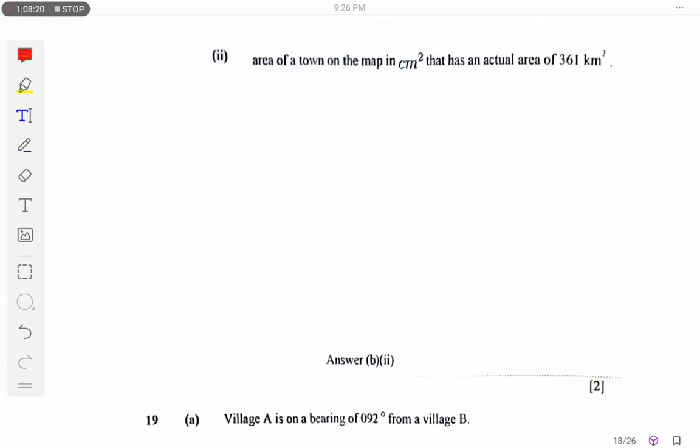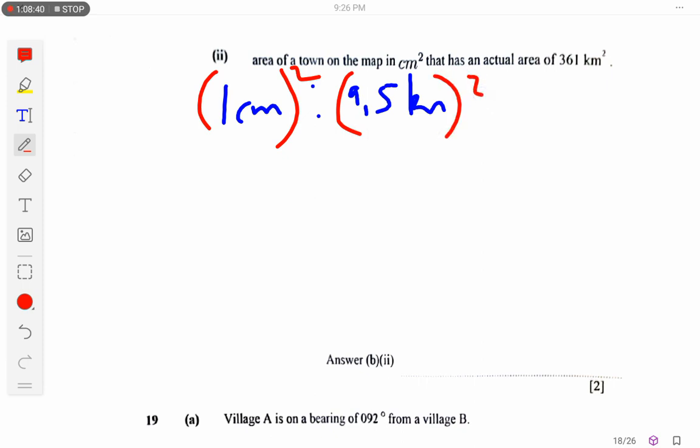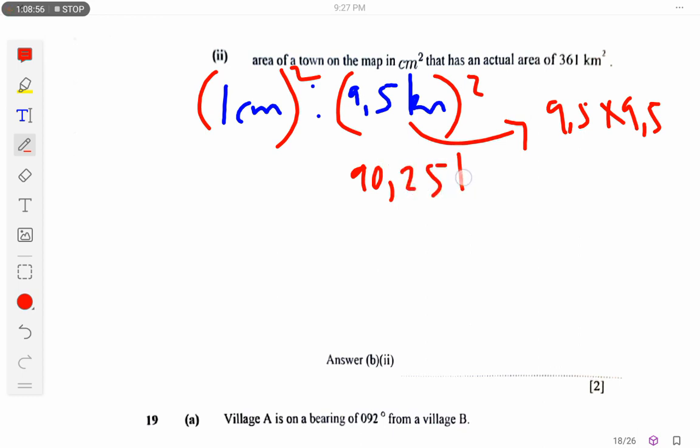Okay, now we are given the area of a town on the map. Remember we said 1 centimeter was equal to 9.5 kilometers. Now when they say area, it means we are squaring here. So I can square here and I can also square here. When I square here, I'm just saying 9.5 times 9.5. You find out 9.5 times 9.5, we get 90.25 kilometers squared. So this is equal to 1 centimeter squared.